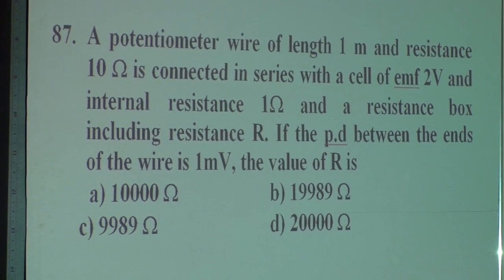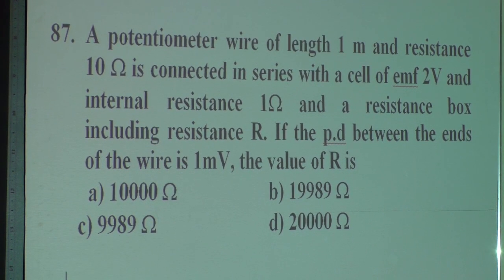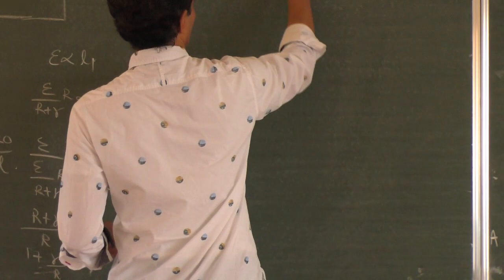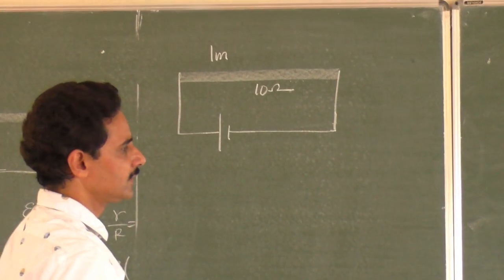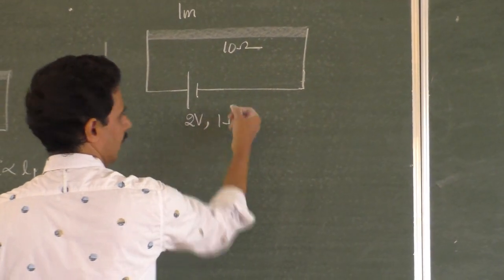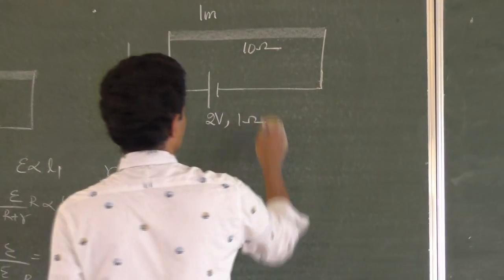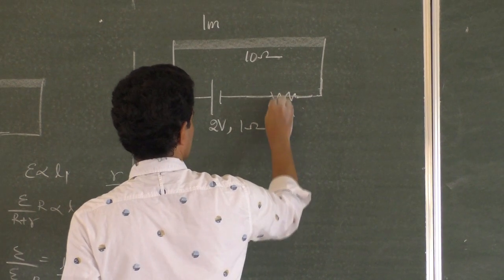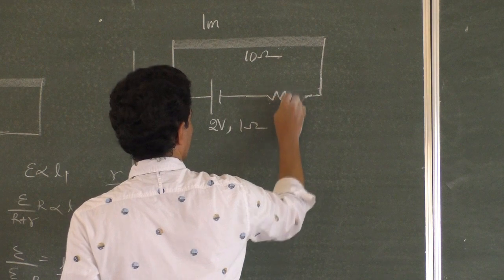Yes, we can solve this problem. Read the problem. We will solve it. You should have a potentiometer wire. Better you draw a diagram here because so many data you cannot remember so easily. So here is a potentiometer wire with a battery connected, primary cell. A potentiometer wire of length 1 meter has a resistance of 10 ohm, and it is connected in series with a cell of EMF 2 volt and internal resistance 1 ohm, and a resistance box including a resistance R, that is the extra thing we have.